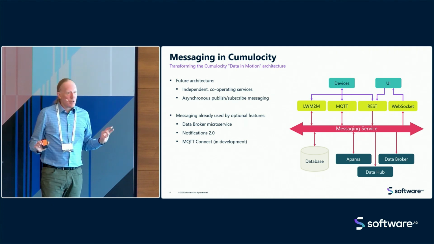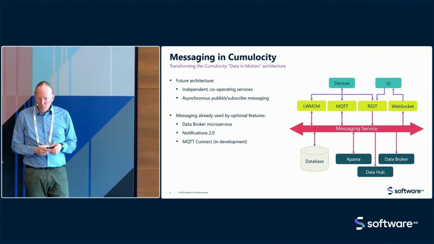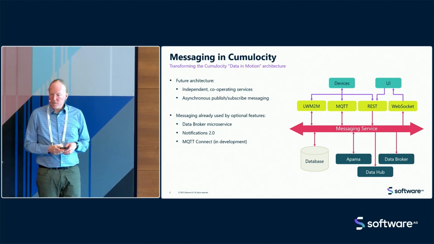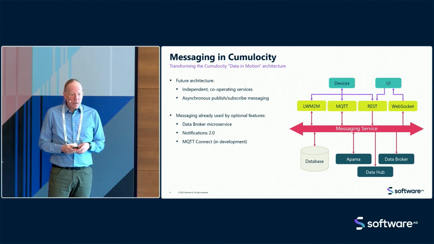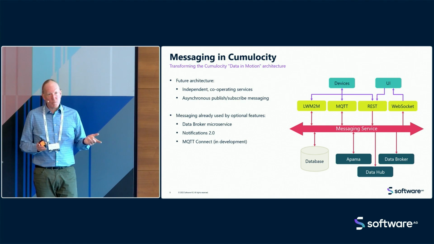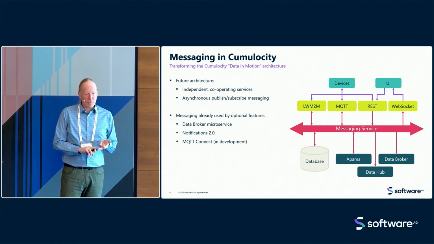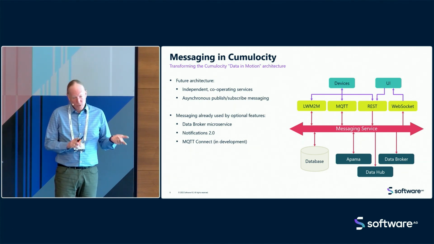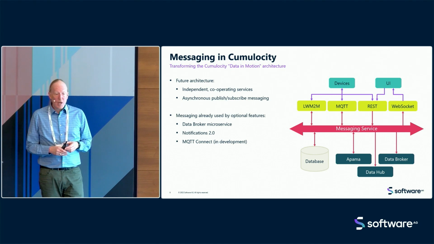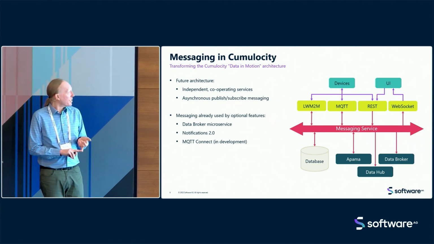So the messaging service already exists, already part of the platform, and we're using a third-party product called Apache Pulsar to provide that functionality. And there are some optional features of the platform that already make use of it, which some of you may already be using. The microservice-based data broker, notifications 2, which I'm about to talk about in a bit more depth, and this in-development MQTT Connect feature that Rohit's going to tell us about.